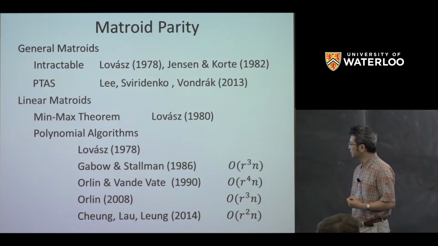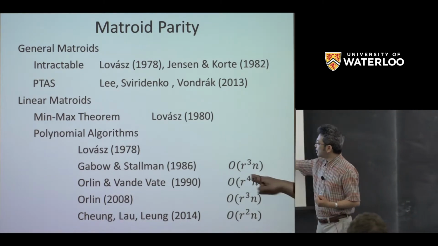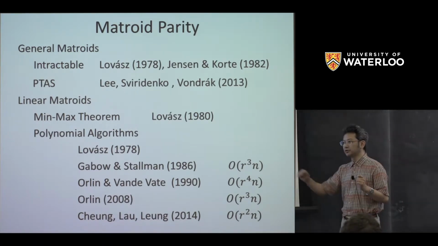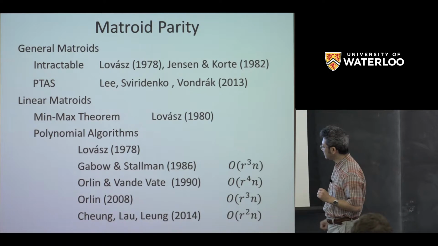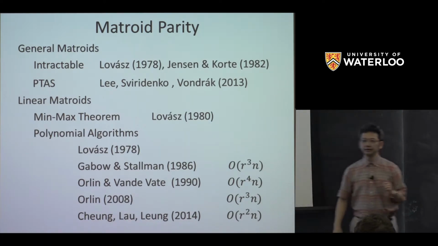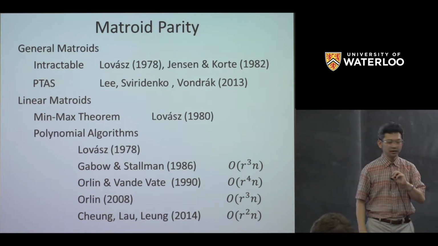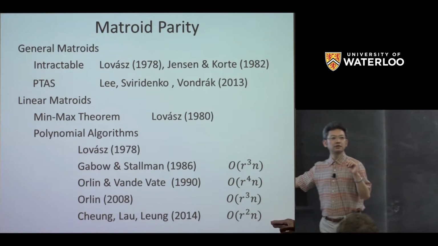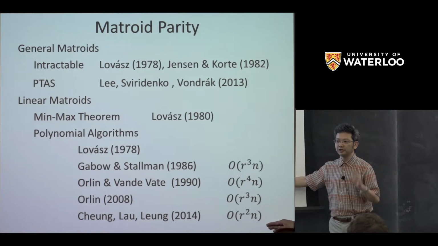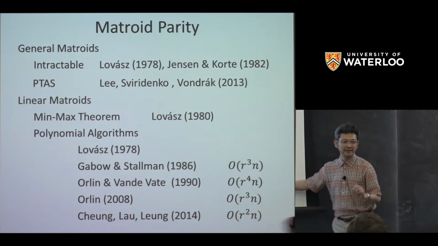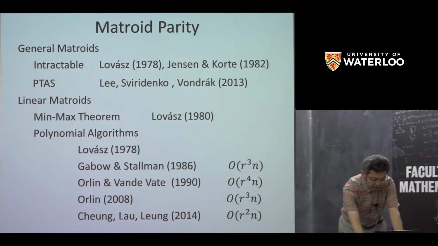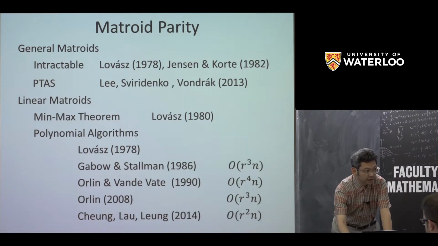Here, r corresponds to the rank of the matroid, and m corresponds to the cardinality of the ground set. The fastest deterministic algorithm is of the order of r cubed m. And Lap Chi Lau and his former students developed an even faster algorithm, which is a randomized algorithm. So this is the state of the art for the unweighted linear matroid parity problem.